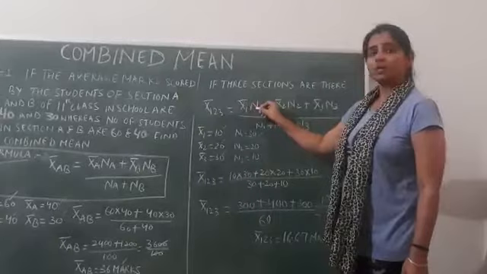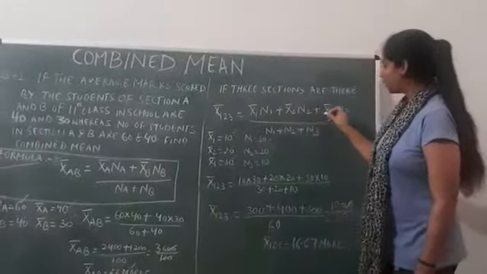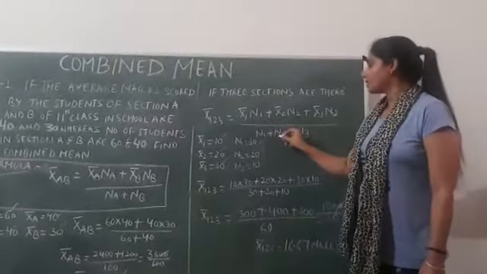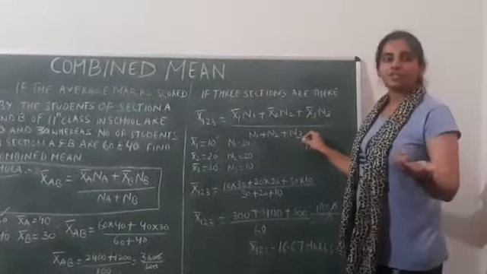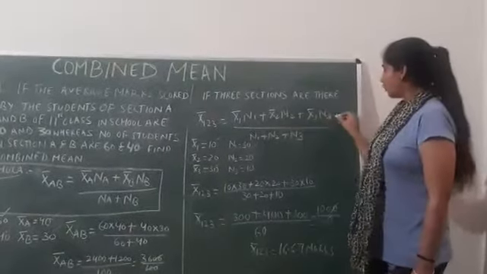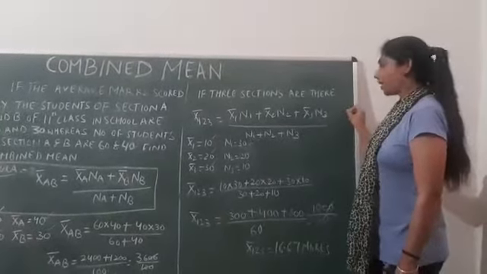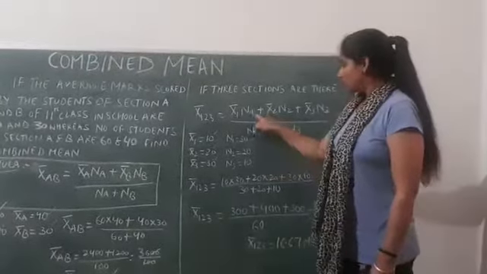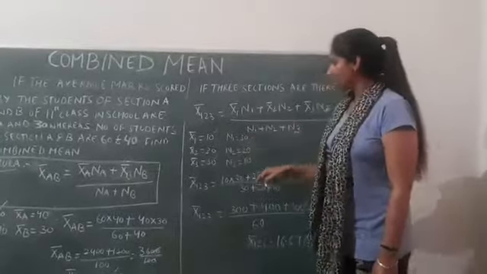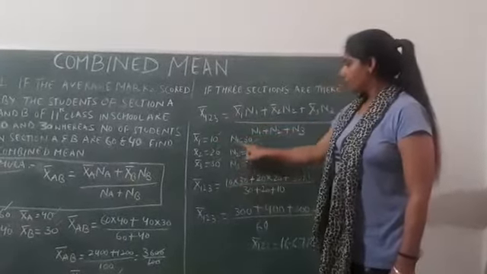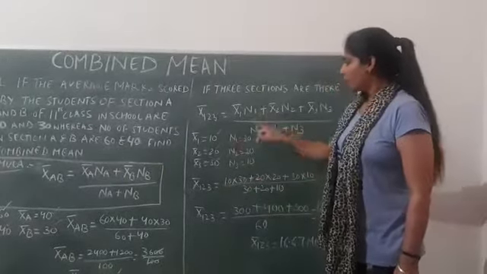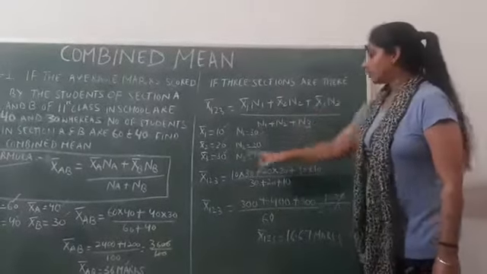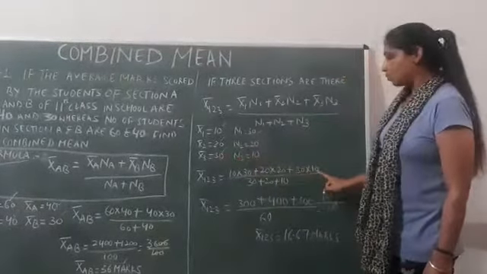X bar 1 N1 plus X bar 2 N2 plus X bar 3 N3 divided by N1 plus N2 plus N3. If 4 sections would have been given, then the formula further will be extended: X bar 4 N4 divided by, here also N4 will be coming. So in the same formula we are going to fill the values. X bar 1 is equal to 10, N1 is equal to 30, X bar 2 is equal to 20 and N2 is also equal to 20, X bar 3 is equal to 30 and N3 is equal to 10.